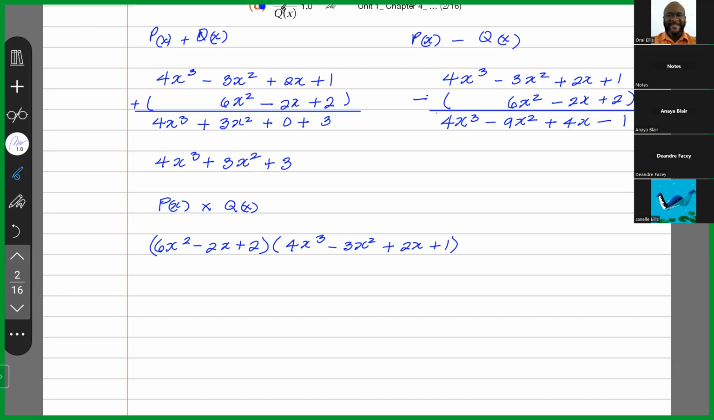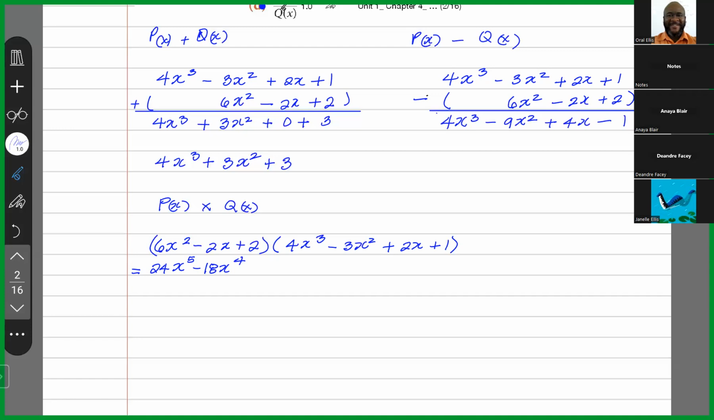I'm going to multiply everything on the right first by 6x squared. Now 6x squared times 4x cubed is 24x to the 5th. 6x squared times minus 3x squared is minus 18x to the 4th. Once the base is the same, you add the indices.